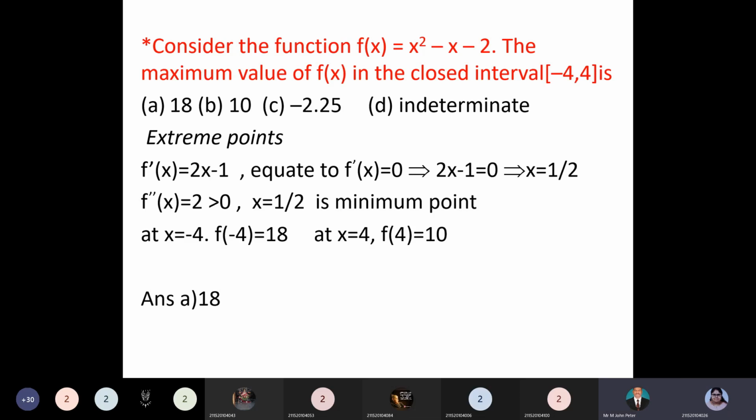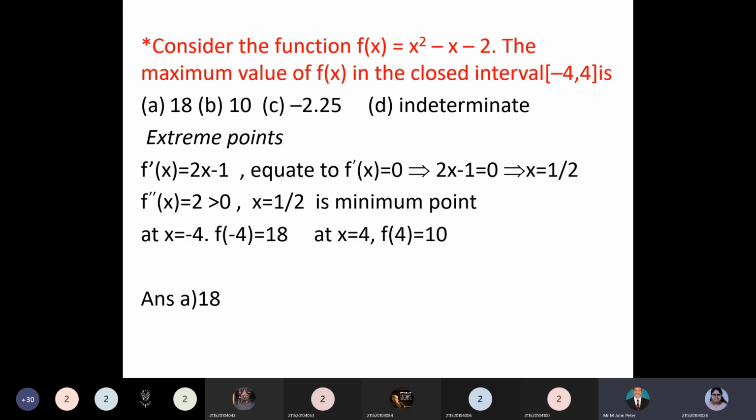This is also maximum and minimum, but in a particular interval we have to check. So consider the function f of x equal to x square minus x minus 2. Find the maximum value of f of x in the closed interval minus 4 to 4. That means include minus 4 to plus 4, that is minus 4, minus 3, minus 2, minus 1, 0, 1, 2, 3, 4. In those values we have to check. These are the options.